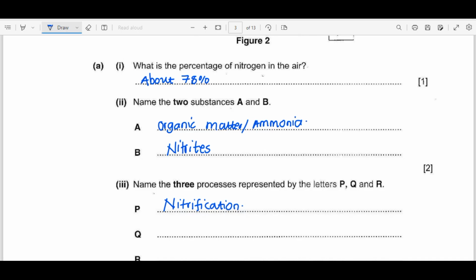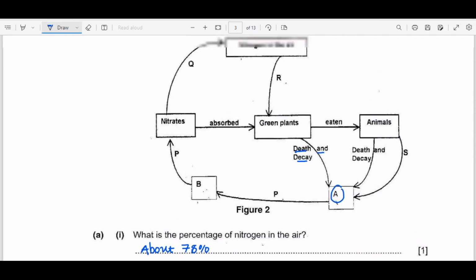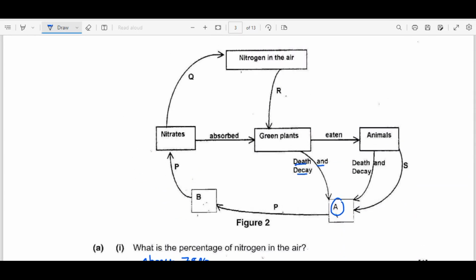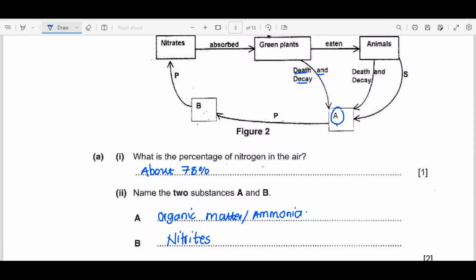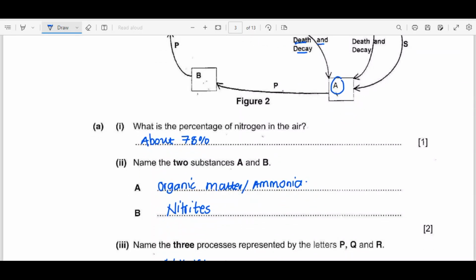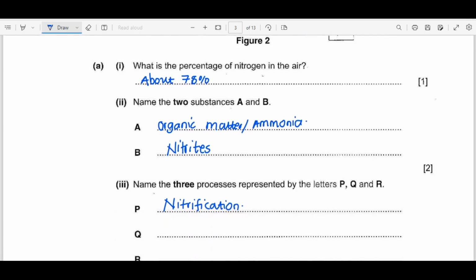Then what of Q? So Q is the conversion of nitrates back into nitrogen. So this is denitrification. So whenever a salt containing nitrogen changes back into its gaseous form, then the process is denitrification.